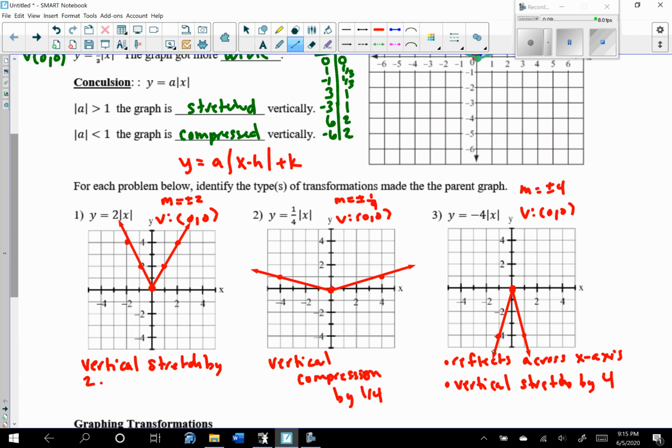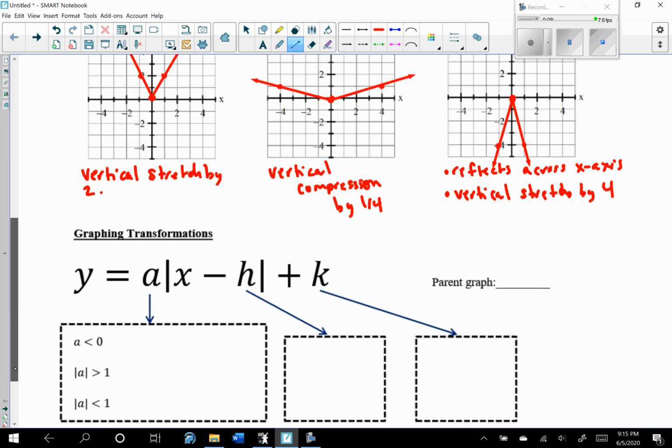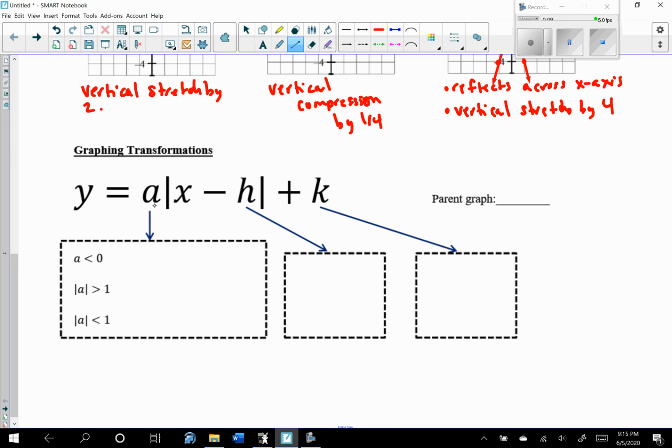And that's it. So again, let's go ahead and take a look at graphing our transformations. We have that a value in front, we have the h, and we have the k, and recall the parent graph is y equals the absolute value of x. So that a, if it is less than 0, that's a reflection across the x-axis.